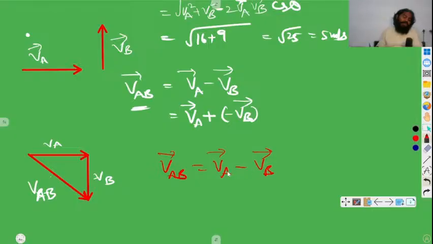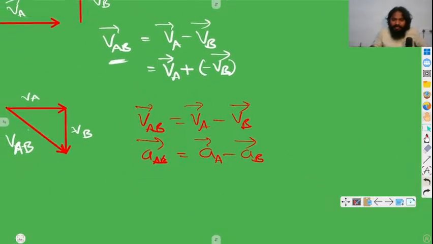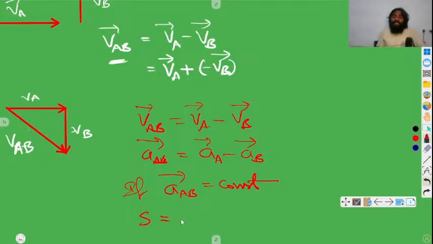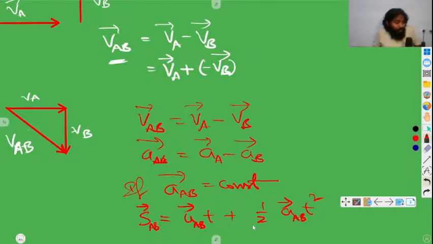Now what you do is differentiate both sides, then what will you get? You will get the acceleration of AB bar, meaning the acceleration of A with respect to B, is equal to acceleration of A bar minus acceleration of B bar, right? Same as before, if the acceleration of A with respect to B is constant, then you can use the equations of motion. S is equal to ut plus half at square, so SAB is equal to UAB t plus half AAB t square. In vector form you can use this equation to find relative position, relative initial velocity or acceleration.